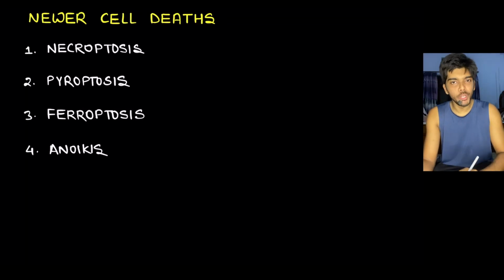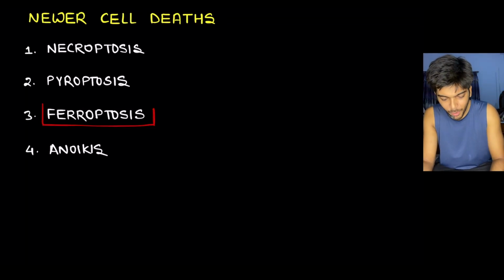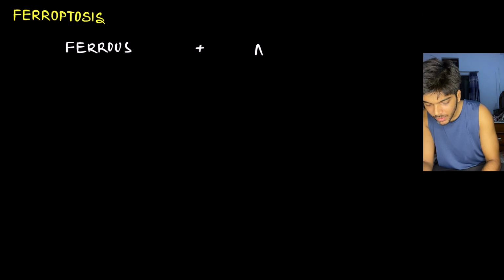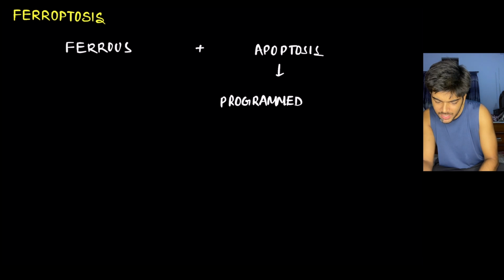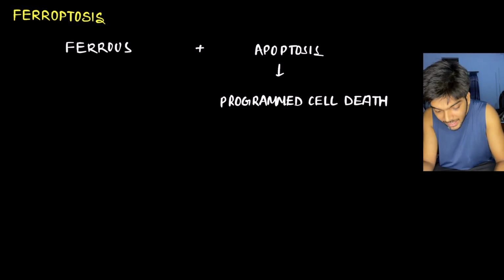Next in the list of newer cell deaths, we have FERROPTOSIS. As the name says, it is made up of two words, ferrous and apoptosis. So the type of cell death is indeed apoptosis. That is, it is a programmed cell death. But the important thing that you need to know is that this programmed cell death, in fact, is not caspase dependent. It is instead iron dependent.